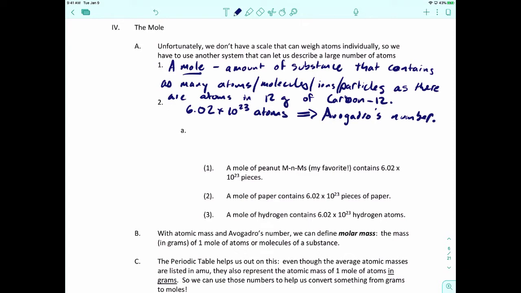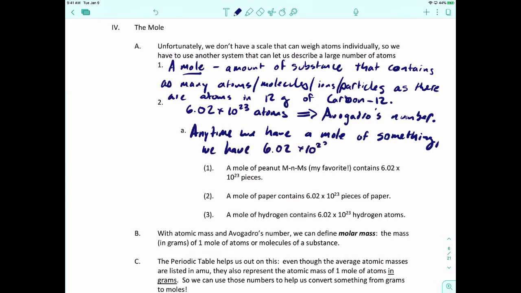Okay, and so anytime we have a mole of something, we've got that number, 6.02 times 10 to the 23rd. Anytime we have a mole of something, we have exactly 6.02 times 10 to the 23rd of that object.